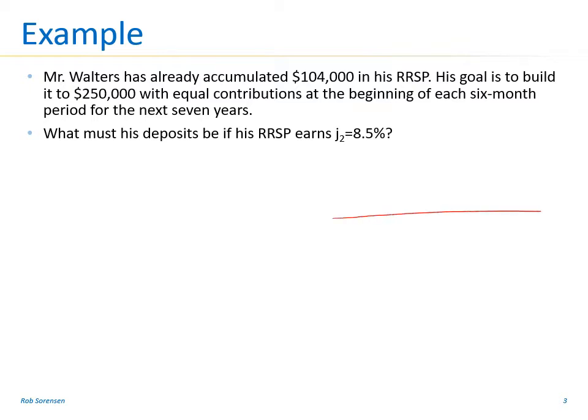Well, let's draw a quick timeline here. We've got 7 years to go, or 14 periods. He's going to put some money in at the beginning of every 6 months. So that's an annuity due. There's 14 of those deposits going in. Little i is 0.0425. So that's sort of the basic setup. He wants his goal to be 250,000. So I'll put that down there at the end. That's at 7 years. Oh, but wait, he's already got 104,000.